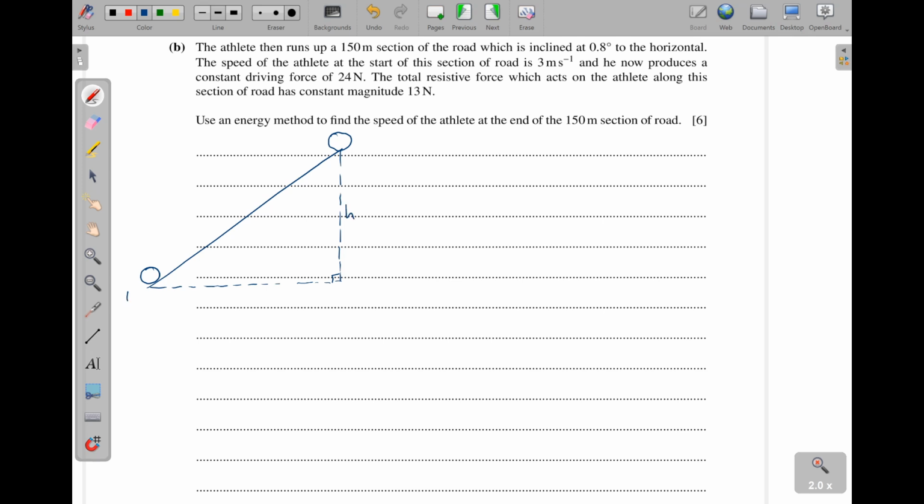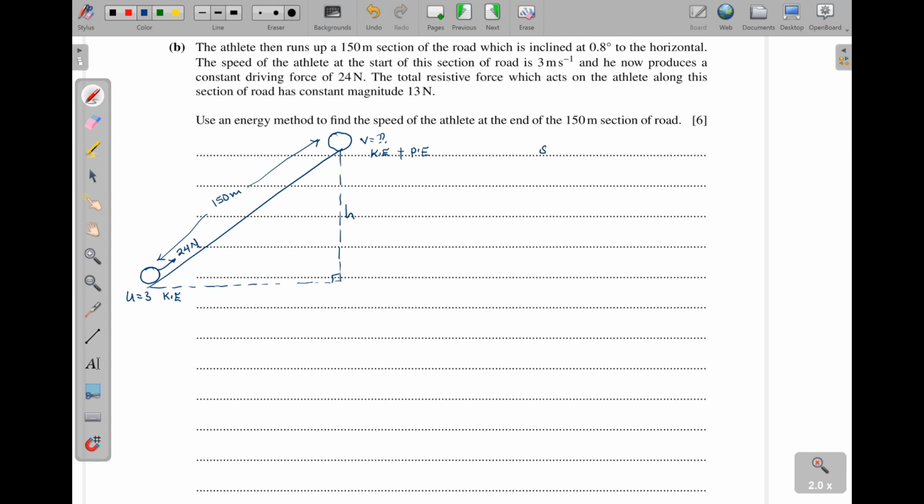Now at the start here, u is equal to 3. That means there is kinetic energy here due to the speed. And then here we are supposed to find this speed. So this speed we don't know. Therefore there is kinetic energy because it is dependent on the speed, and there is also potential energy since we have the vertical height. Now this section here is 150 meters. There is a constant driving force here which is taking this particle up, which is 24 newtons. This one here is a right angled triangle.